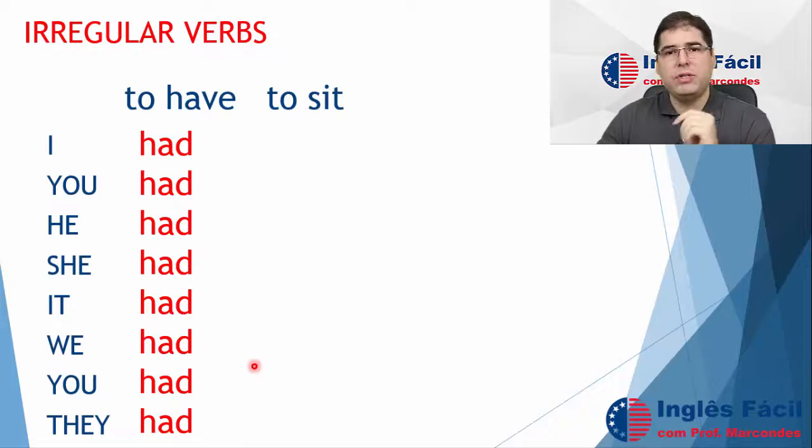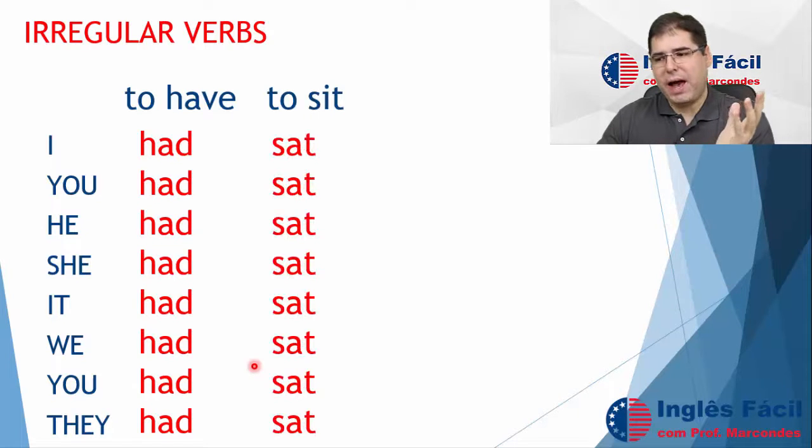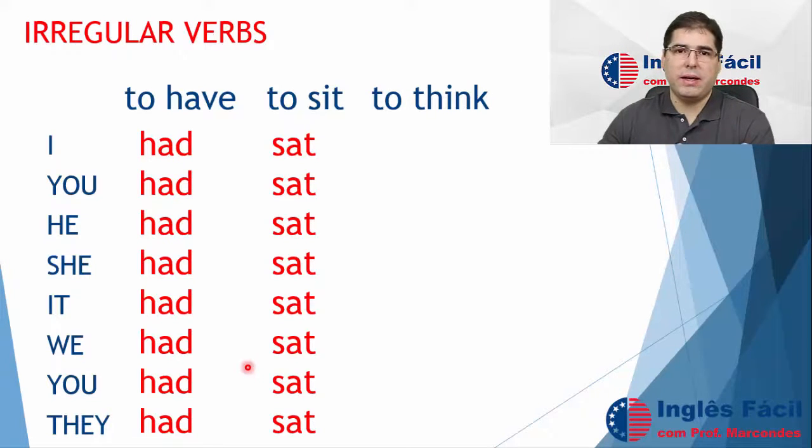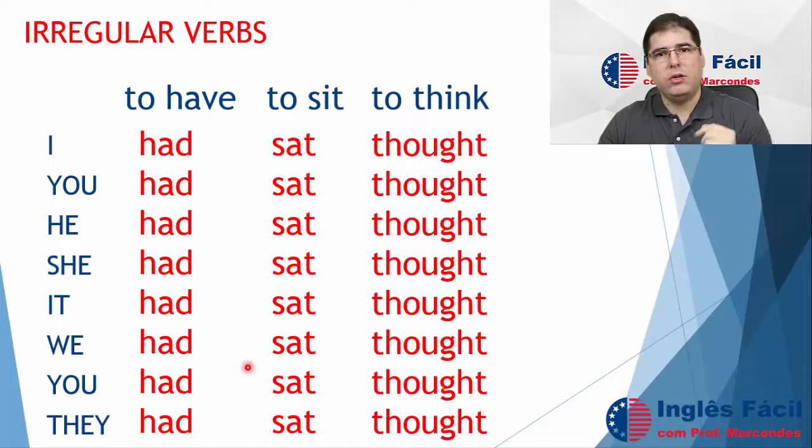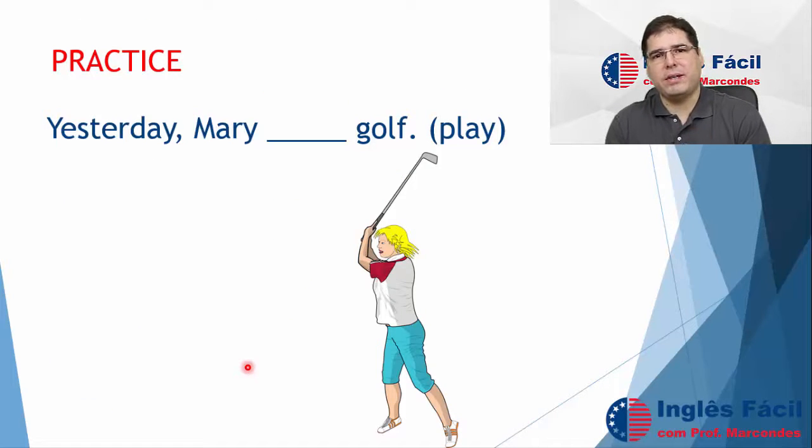Now, the verb to sit, okay? So we say, I sat, you sat, he, she, it sat, we, you, they sat. Or the verb to think, okay? To think. So I thought, you thought, he, she, it thought, we, you, they thought. Okay? So as I told you, there are no rules to form these verbs. So we have to actually know them. But don't you worry, I'm going to provide you the list of irregular verbs. Now, let us practice a little.